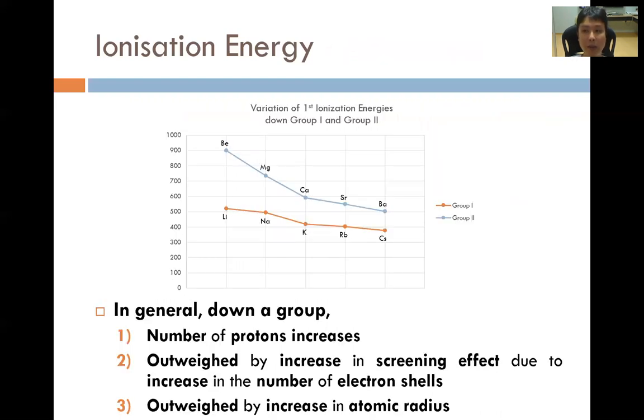Now we are ready to discuss the last part, the variation of ionization energy down a group. When we go down a group, the number of protons increases. So this will result in an increase in effective nuclear charge. However, let's say we compare between lithium and sodium. For lithium, it has only two innermost electrons that are shielding the valence electrons from the nucleus.